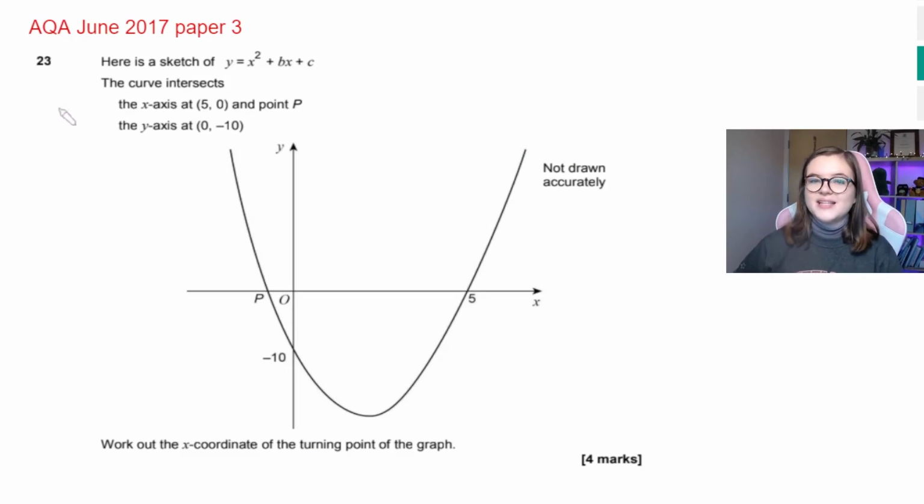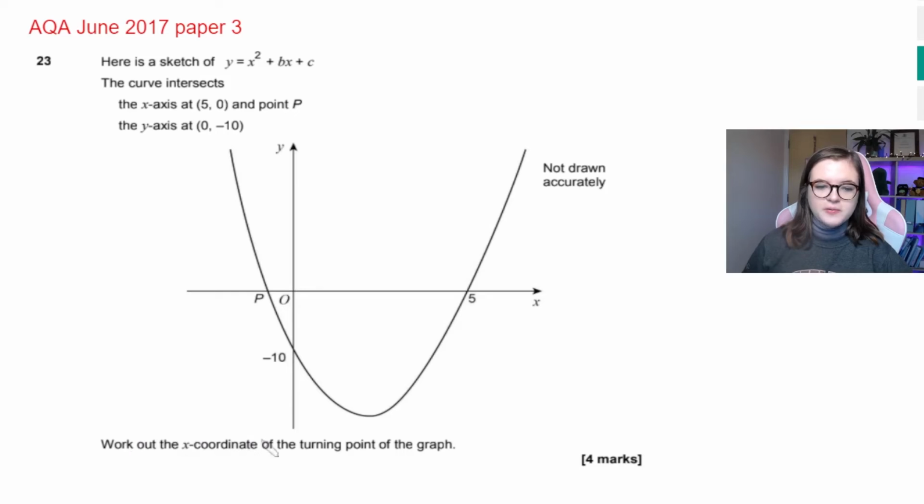Hey presto. Okay, next up then, another AQA question, June 2017, paper 3, which is calculator. So pause it, have a go, see how you get on. Okay then, question 23. Here is a sketch of y equals x squared plus bx plus c. The curve intersects the x-axis at (5, 0) and point P, and the y-axis at (0, minus 10).